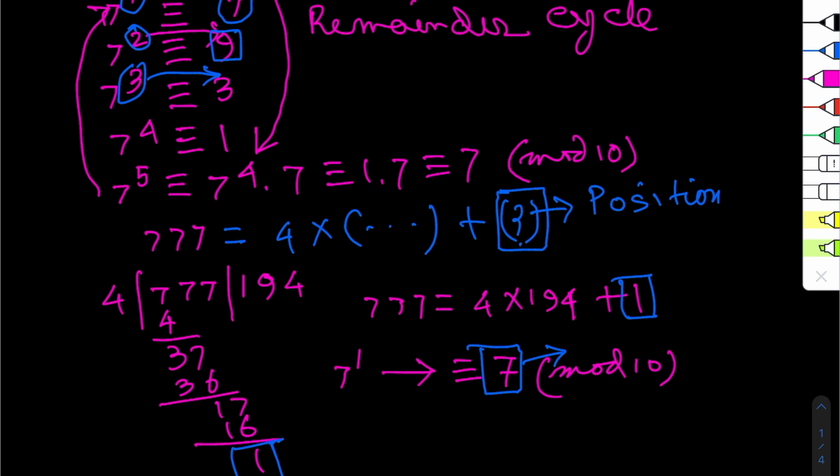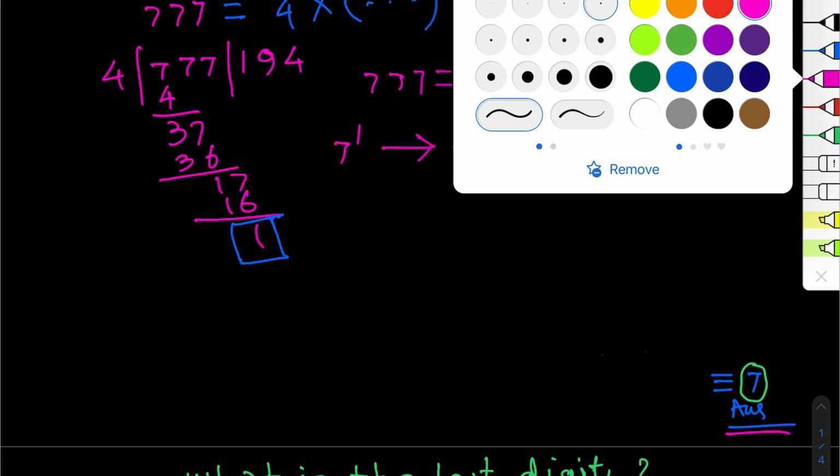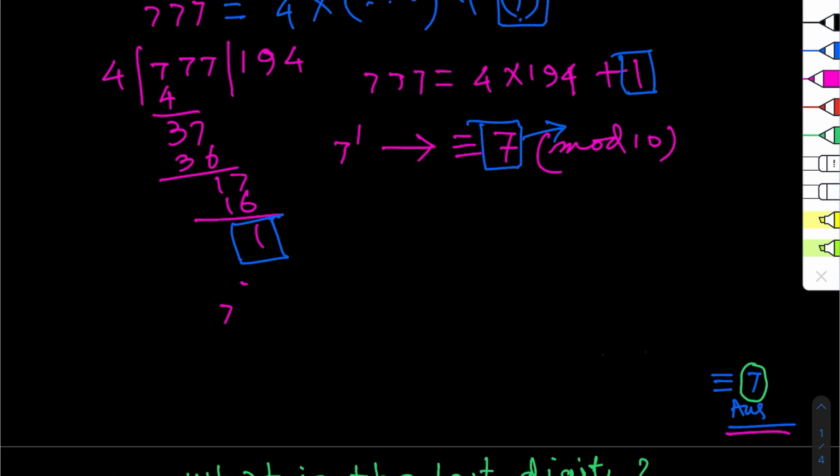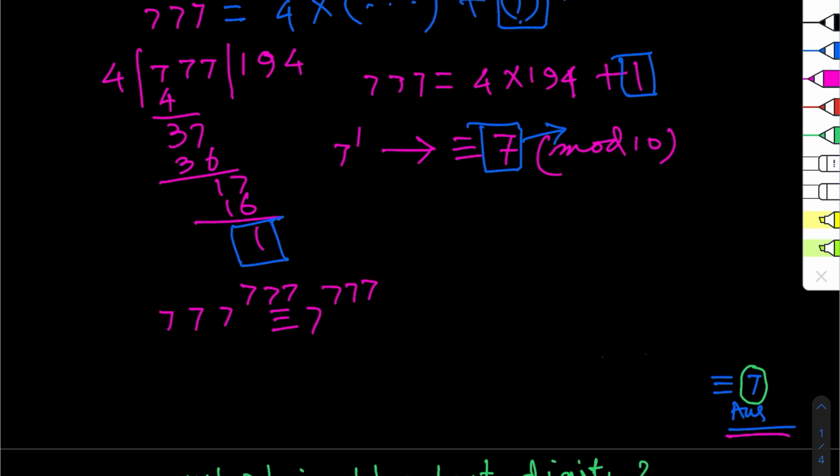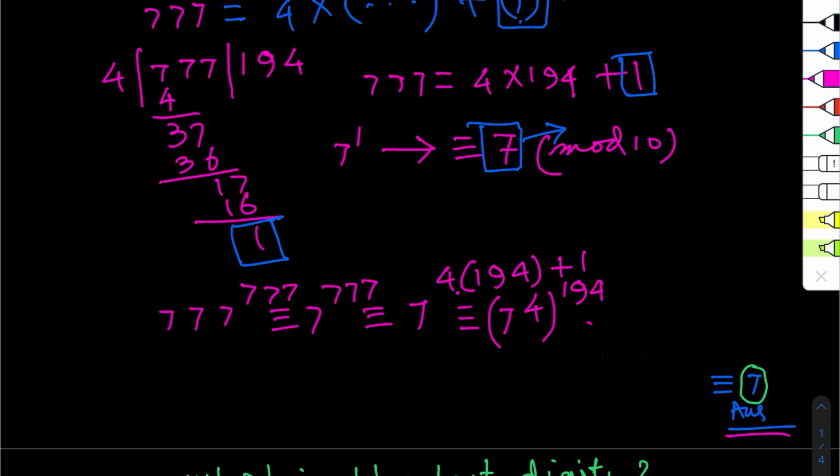And if we want to understand it clearly in an algebraic way, then we may write, now see, 7 to the power 777 is congruent to 7 to the power (4 into 194 plus 1), and it is congruent to 7 to the power 4 into 194, times 7.